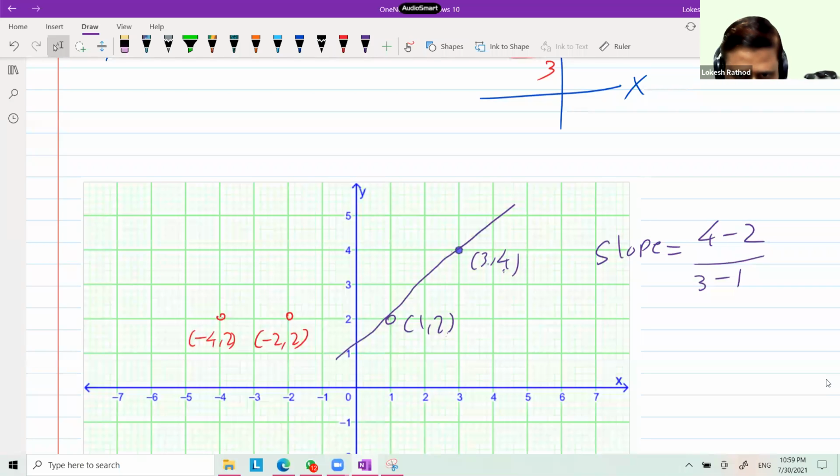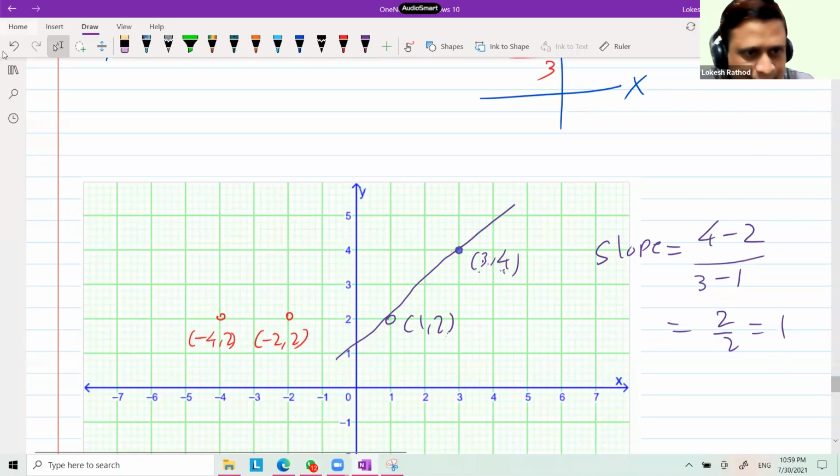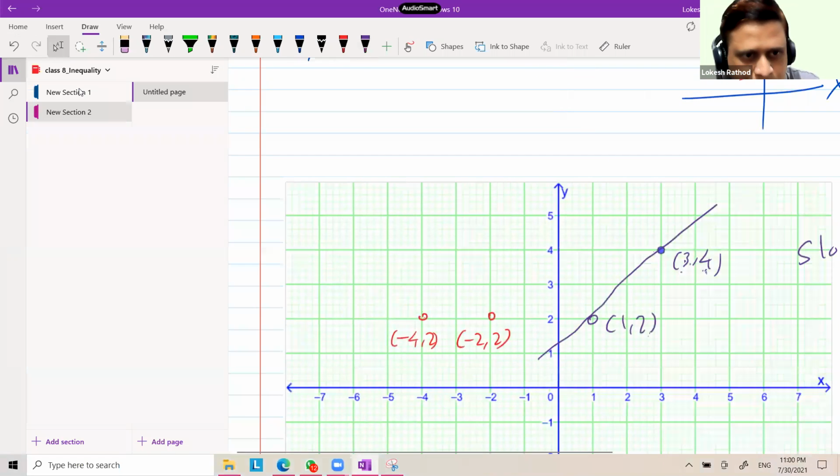For y, it is 4 minus 2, and for x coordinate I do 3 minus 1 and not 1 minus 3. Keep this in mind: if I take first this y coordinate, the first x coordinate should be 3. So this is 4 minus 2 over 3 minus 1, right? So it's 2 over 2, or it is 1. So its slope is 1. Are you getting this? So this is how we find the slope of the line.